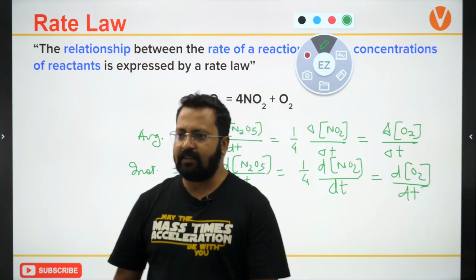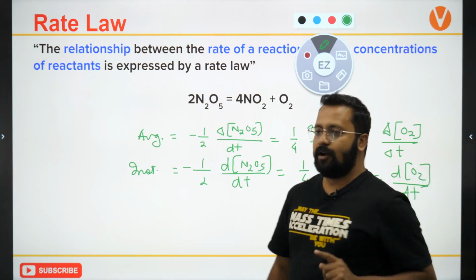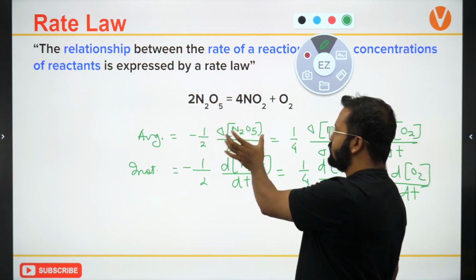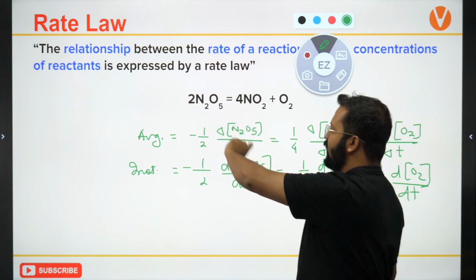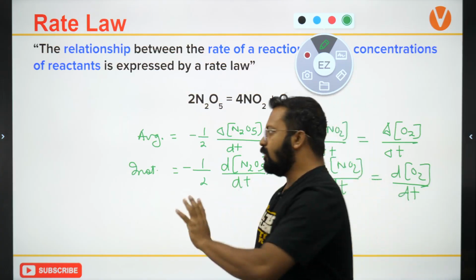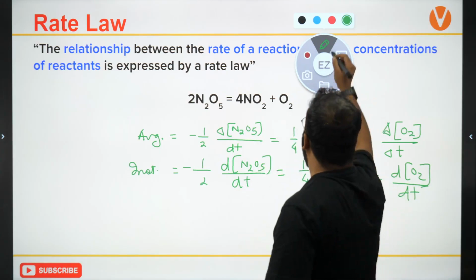But if I want to write the rate, this is not the rate law. Remember, this is not the rate law. This only tells that the rate of reaction can be calculated mathematically like this. This is not the rate law. The rate law will be written like this.